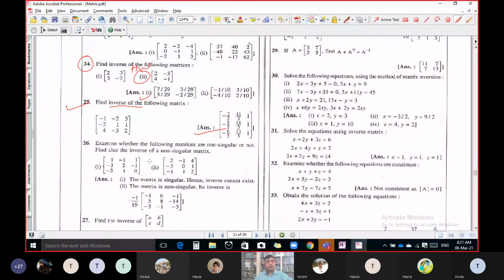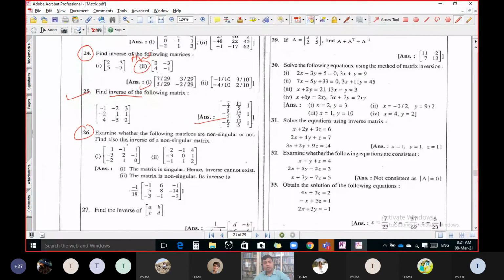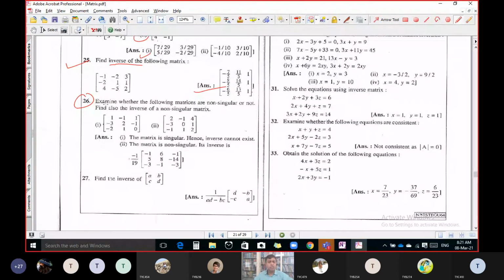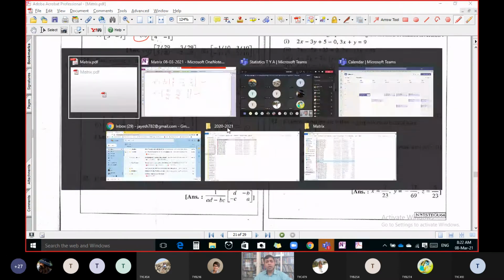Okay. Now try to solve this question by yourself. See the question first of all. Let us discuss the main part of this question. Examine whether the following matrices are non-singular or not. So you have to find the determinant. If the determinant is 0, it is singular, and if the determinant is not 0, then it is non-singular. So you just have to find the determinant. Also find the inverse of the non-singular matrix. If the determinant is 0, then it is singular, and it is not possible to find A inverse.